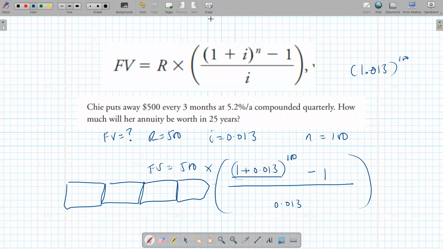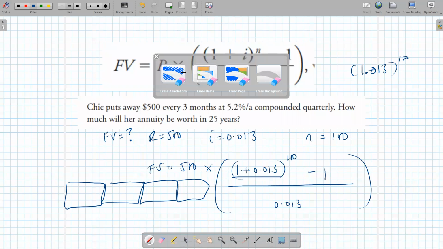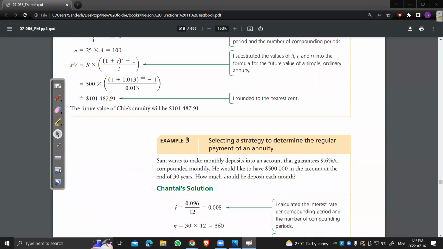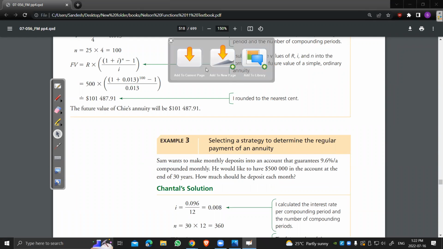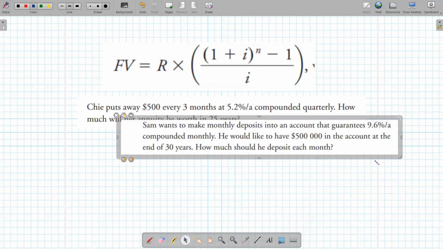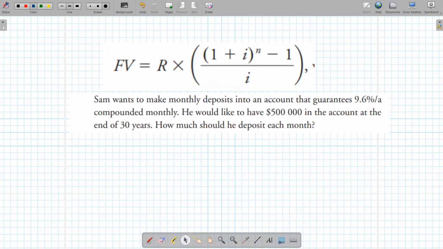All right, let's try another one. The formula is going to be the same. And again, you're going to have to do the calculator bits because that's the tricky part. The math is straightforward; it's a calculator plug and play. Read this question. Sam wants to make money and he would like to have, you see this wording here, sometime in the future. That's how we know the future value is 500,000.